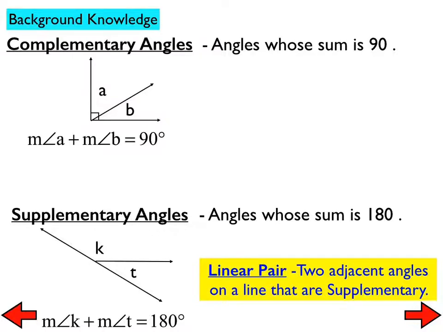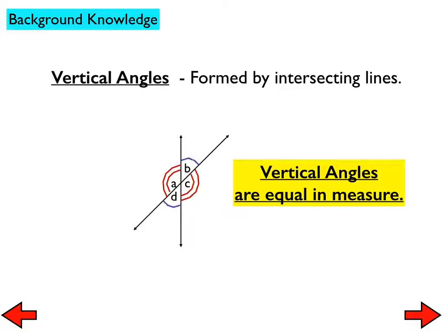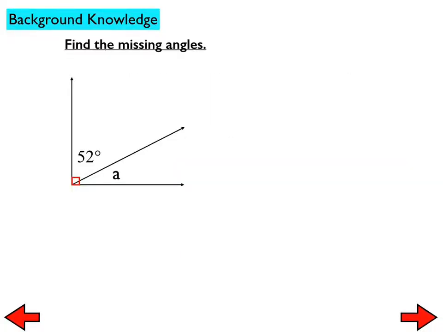And if they are on a line like that, the supplementary angles, we also refer to that as a linear pair. Also, vertical angles. And vertical angles are formed by intersecting lines. So angle A and C are vertical. Vertical angles are congruent, or they're equal in measure. So whatever A is, C is the same thing. And same thing with angle B and angle D. So these are the things that we've been talking about the last couple of days.